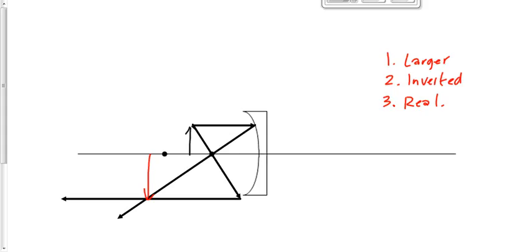Real images were formed sometimes when we had a converging lens. Sometimes formed when we have a converging mirror. Real images are formed with a convex lens, but a concave mirror. Real images were formed on the right side of the lens. Real images are formed on the left side of the mirror.